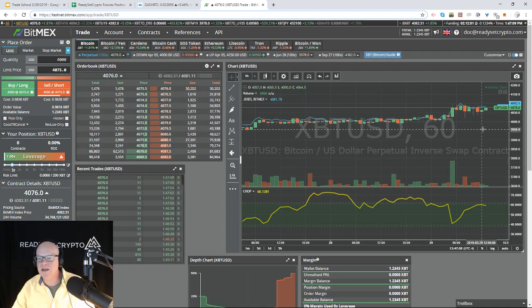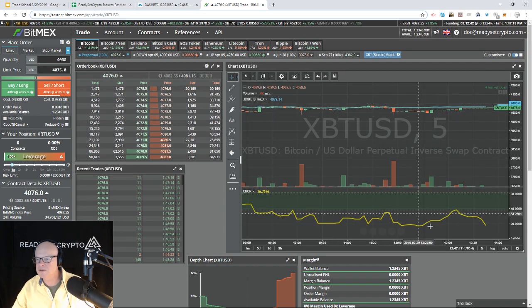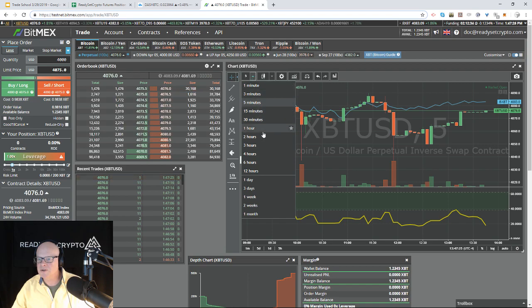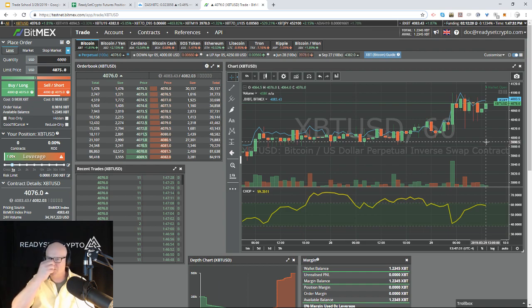Okay, so let's say that we want to enter a long position. Let's go into our 5-minute chart. We can see, let's say auto. There we go. Let's go back to a 1-hour chart to give ourselves a little bit of room to work with on this. Okay, so 1-hour chart, let's say that we wanted to go long.